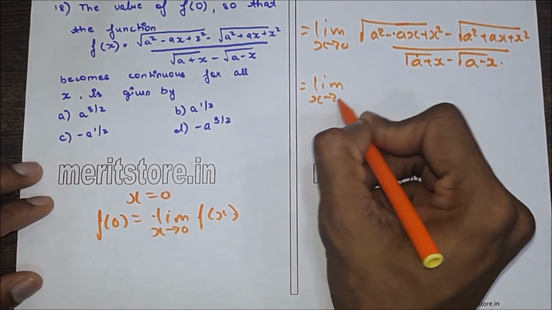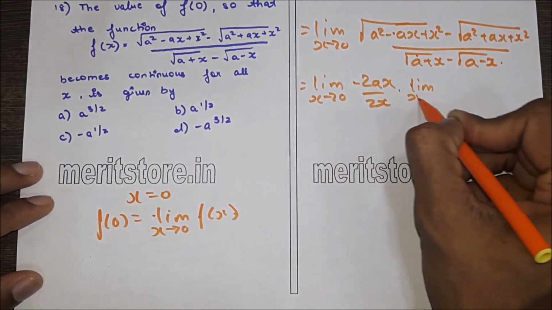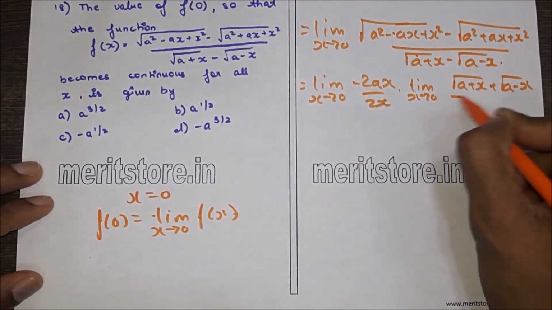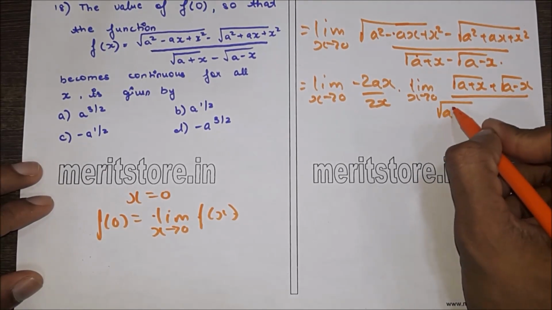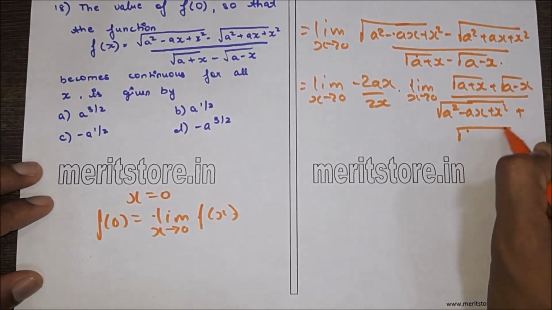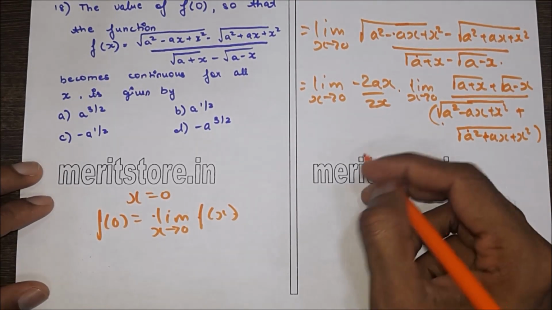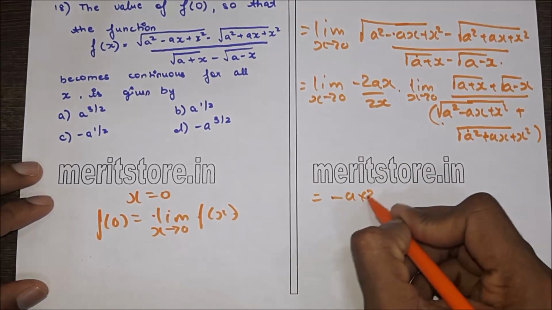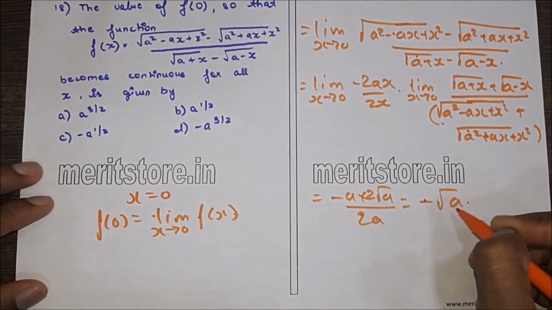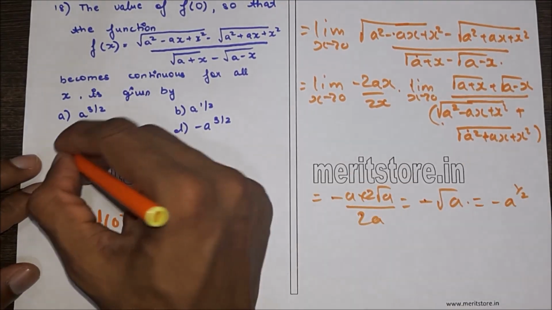Limit x approaches 0 of minus 2ax upon 2x, into limit x approaches 0 of root of (a plus x) plus root of (a minus x), upon root of (a squared minus ax plus x squared) plus root of (a squared plus ax plus x squared), where we can write this as minus a into 2 root a upon 2a. We're left with minus root a, which we can write as minus a raised to half, so option C is the correct answer.